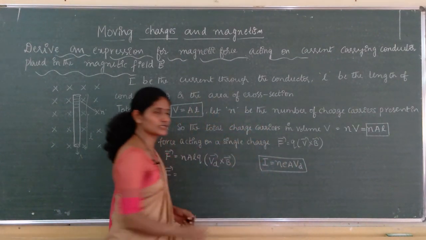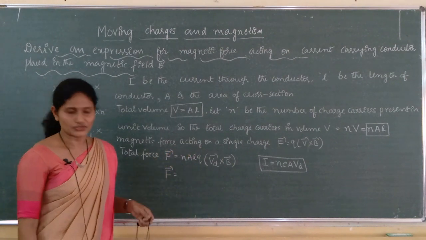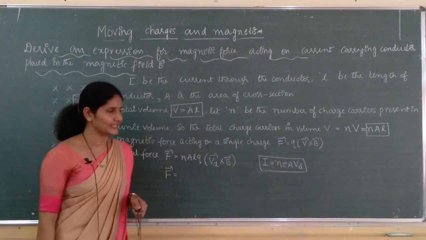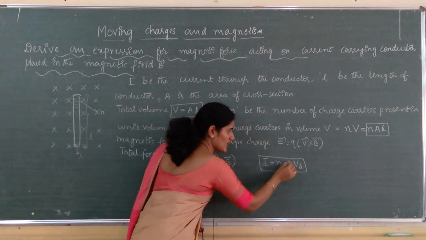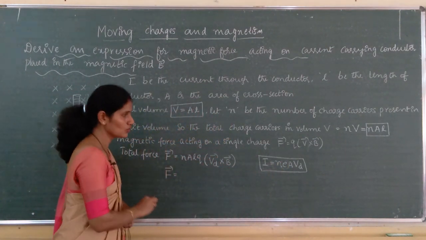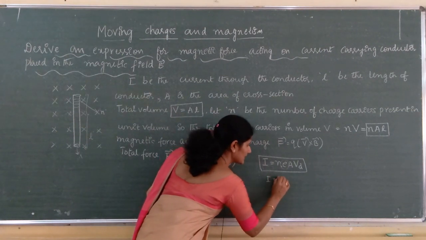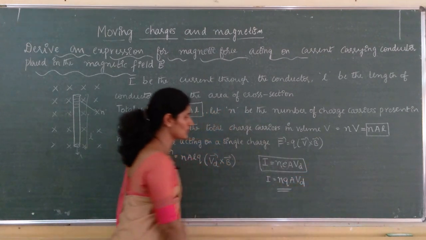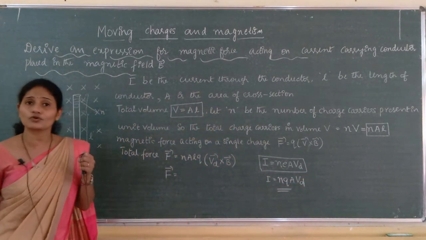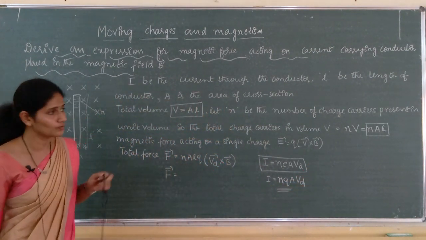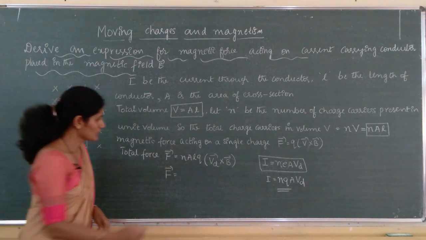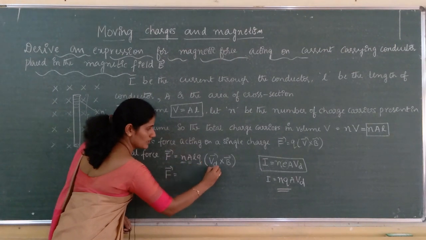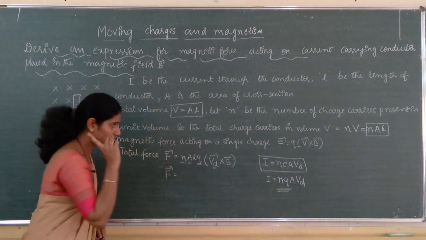In current electricity you have studied this equation, right. So, I is equal to N E A V D. E is nothing but the charge. Here instead of E we have Q. So, I is nothing but N Q A into V D. V D is the drift velocity, A is the area of cross section, N is the number of charge carriers per unit volume and Q is the charge. So, N A Q V D is nothing but I.